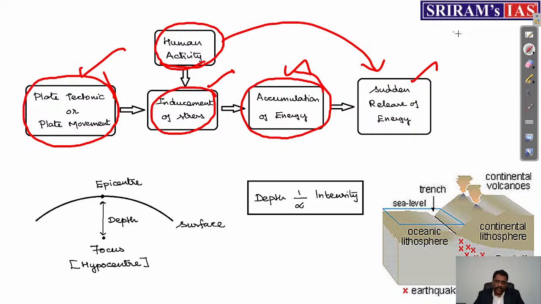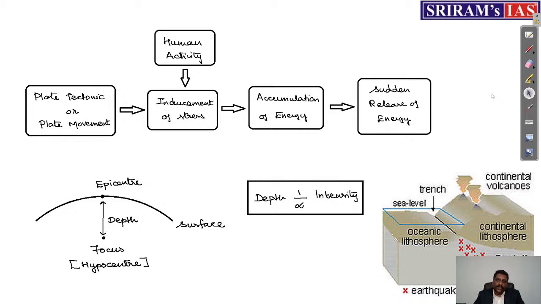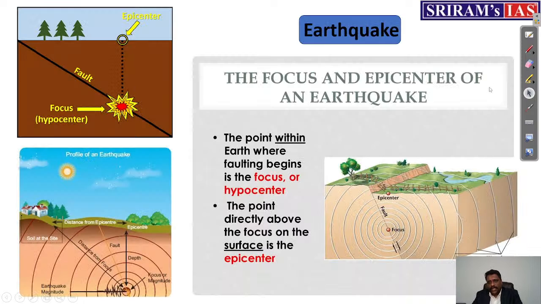Such earthquakes, we call them as what? Man-made earthquakes. But whatever be the case, the sudden release of energy, we call them as earthquake. And the place where exactly this energy gets released, we call them as what? Focus or hypocenter. And the place which is located exactly above the focus and on the surface of the earth, we call them as what?